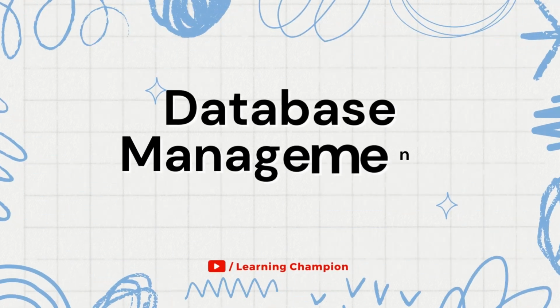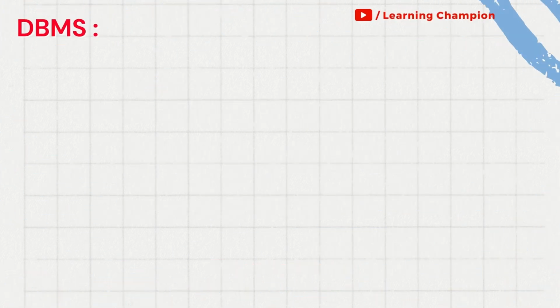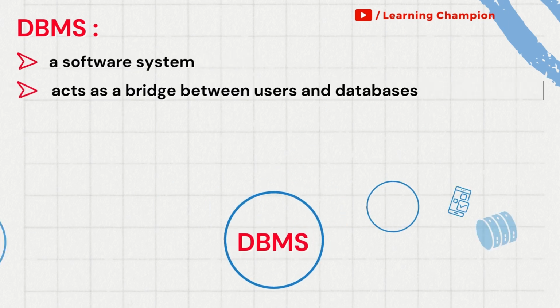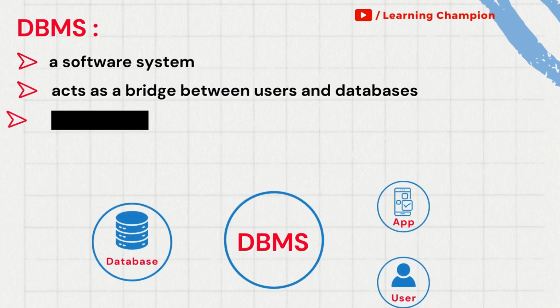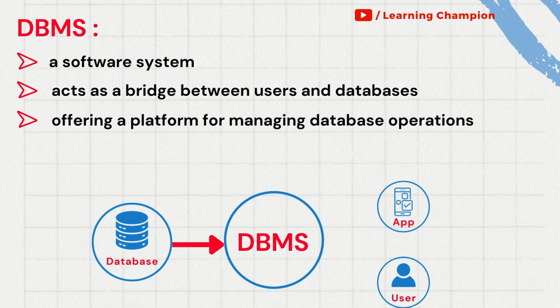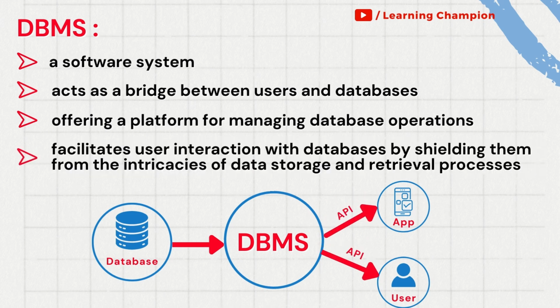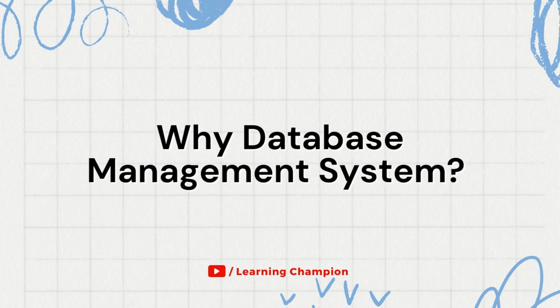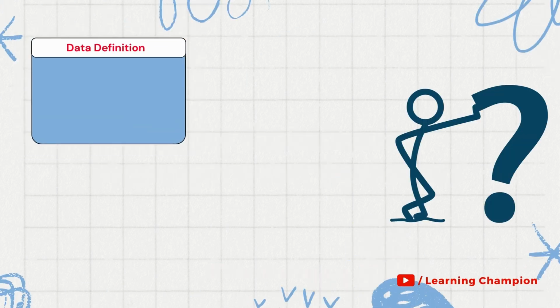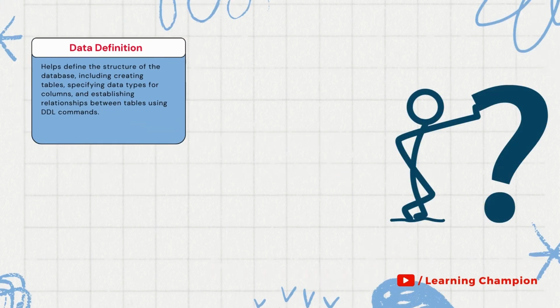Now let's briefly see what is a database management system. A database management system is a software system that acts as a bridge between users and databases, offering a platform for managing database operations. It facilitates user interaction with databases by shielding them from the intricacy of data storage and retrieval processes. Some key components and functionality that make DBMS important are: Data definition. A DBMS allows users to define the structure of the database, including creating tables, specifying data types for columns, and establishing relationships between tables. This is typically done using data definition language or DDL commands.